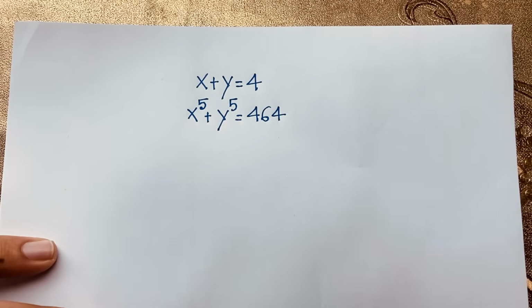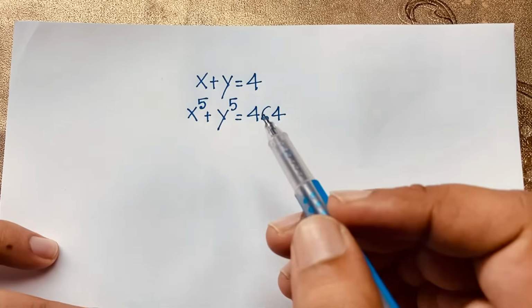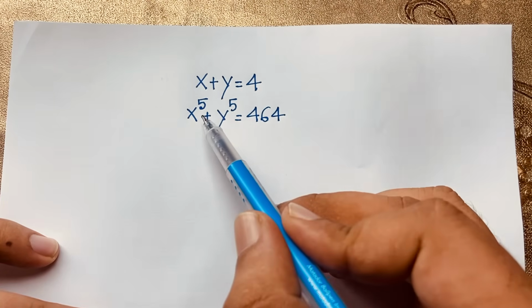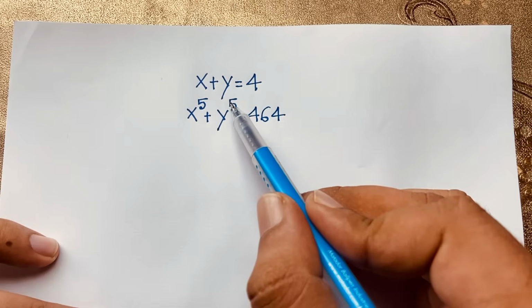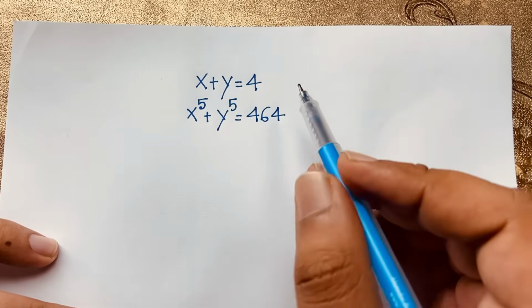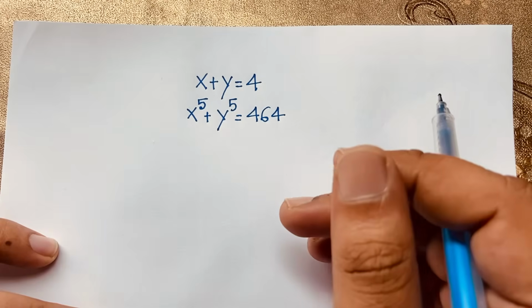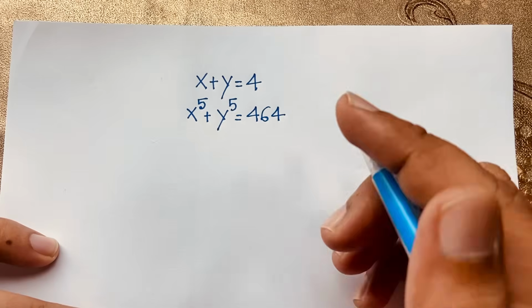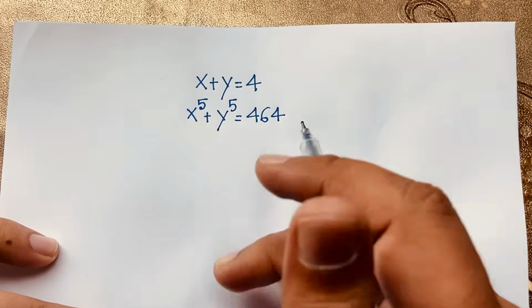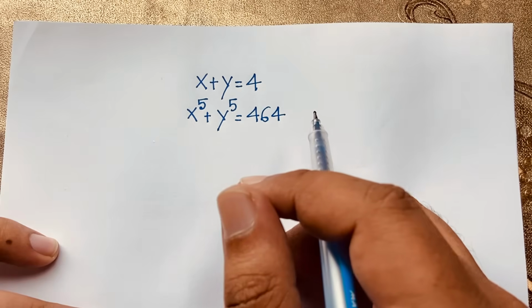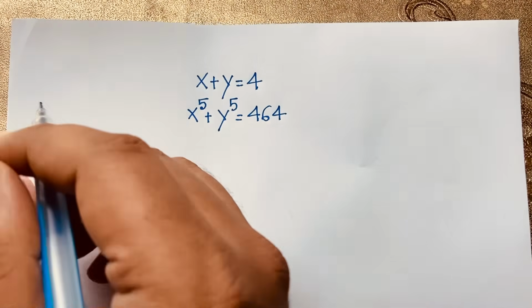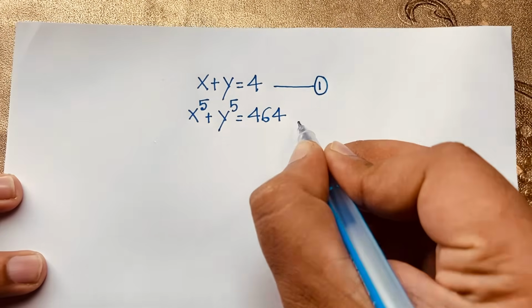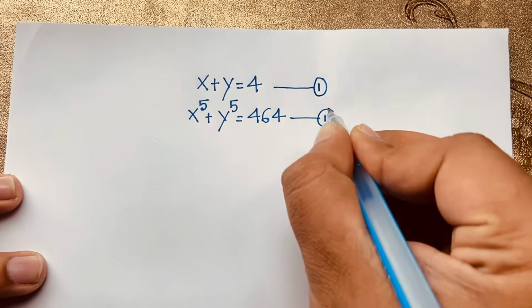Today we are solving a nice math olympiad question: x plus y is equal to 4 and x to the power 5 plus y to the power 5 is equal to 464. We'll find out the values of x and y in this math problem. It is the toughest math problem, and it is a long solution. So let's start. First of all, this is our first equation and this is our second equation.